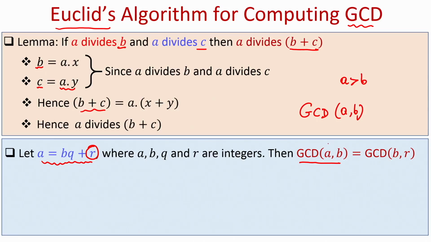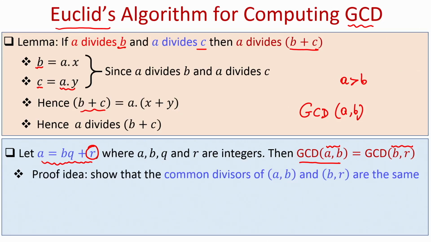So, you start with A and B, where A is greater than B. Your goal is to find the GCD of A and B. What this statement says is that it is equivalent to finding the GCD of B and R. So, let us prove this statement. The proof idea will be the following. We want to prove that the greatest common divisor of A and B and of B and R are the same.